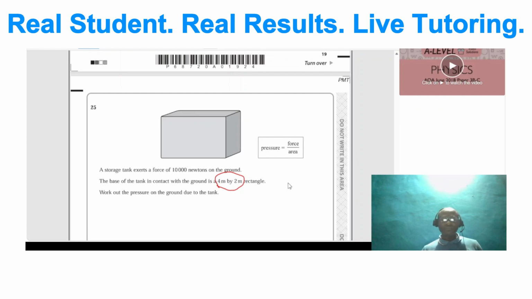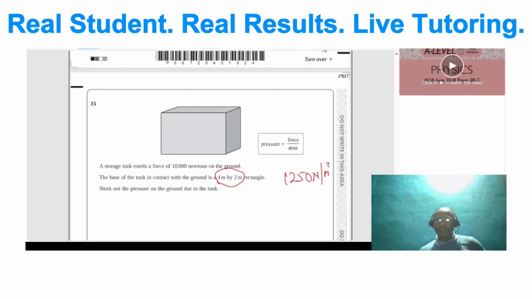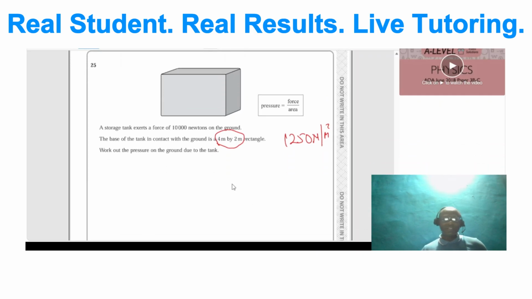I got 1,250 Newton per meter square, because that is the unit of pressure. Since force is Newton and the area is meter square, so that is what it will be as the unit. Therefore, the area on the ground should be length by breadth.